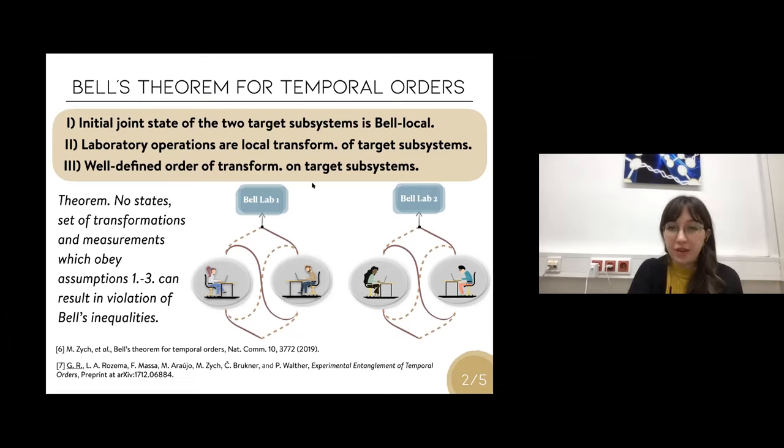And then the third and final assumption was that the order between the operations is well-defined. If all these three assumptions are verified, one would perform a Bell test in these two labs, and one would not be able to violate a Bell inequality. Instead, we injected states that were in fact separable, and we performed this test, and we observed the violation of a Bell inequality. And so this told us that one of the assumptions had to be wrong.